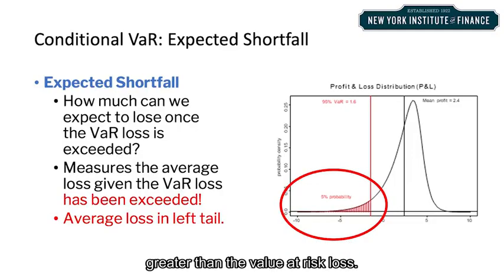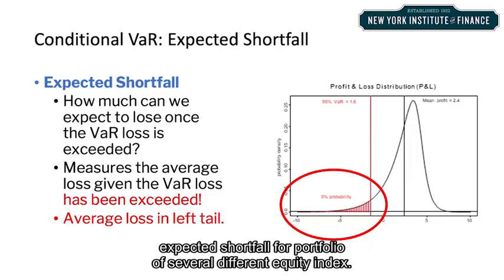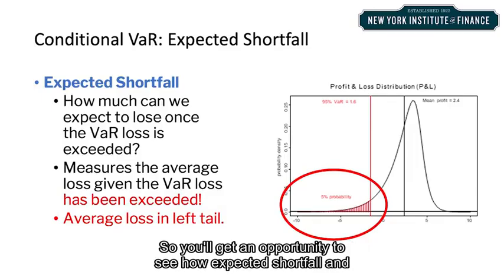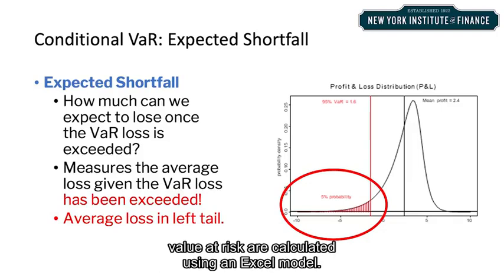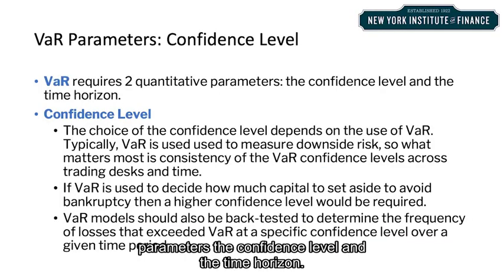In the final project for this course, we'll work on an example where we calculate the value at risk and expected shortfall for a portfolio of several different equity indexes. So you'll get an opportunity to see how expected shortfall and value at risk are calculated using an Excel model. To sum up, value at risk requires two quantitative parameters, the confidence level and the time horizon.